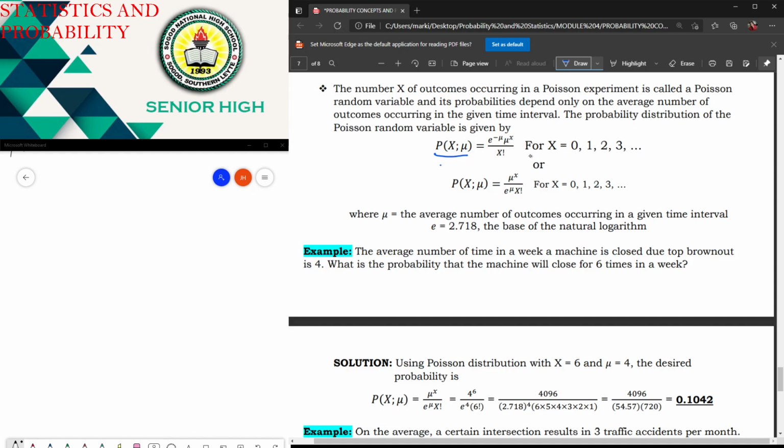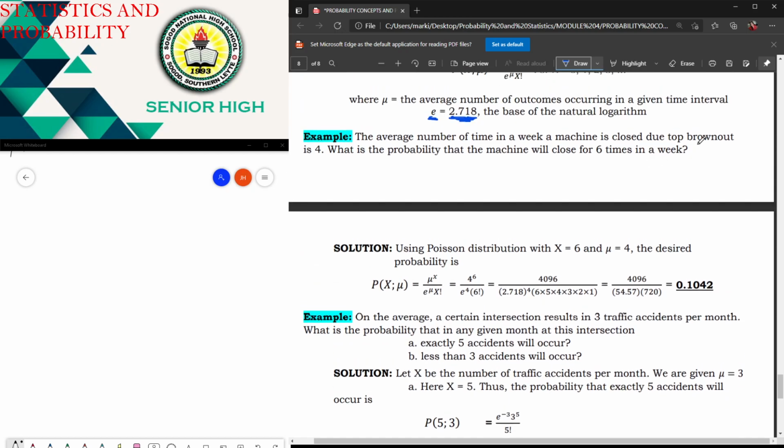For x, remember that x equals 0, 1, 2, 3, so it starts from 0, 1, 2, 3. As you can see here, by the law of exponents, if we have a negative exponent in the numerator, when we transfer it to the denominator it becomes positive, so it could be written like that. Then we have the e, which we substitute by 2.718, the base of the natural logarithm. That is our constant.